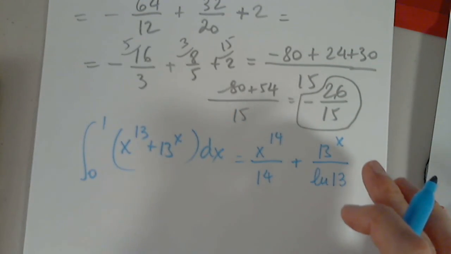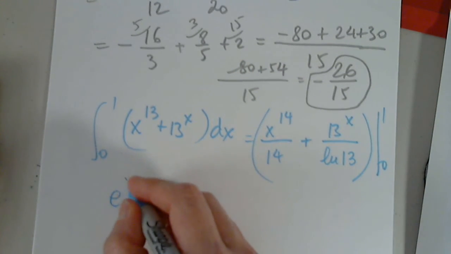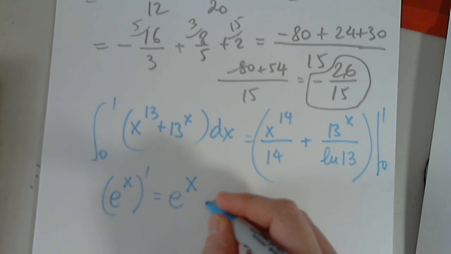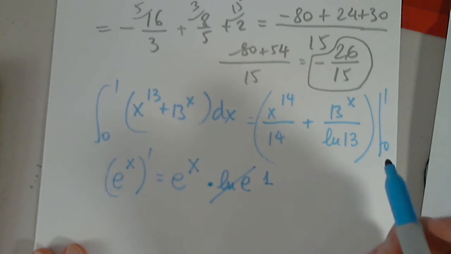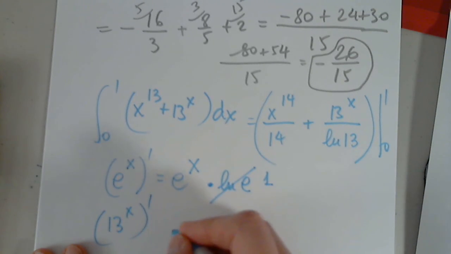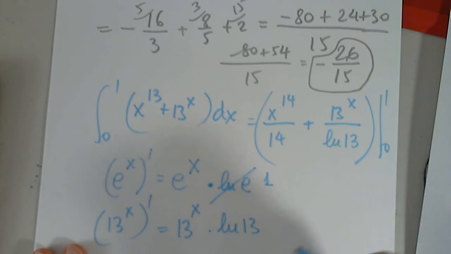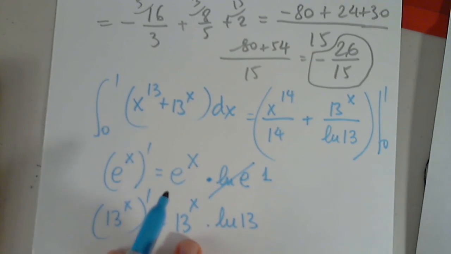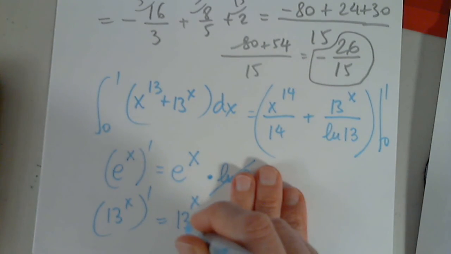So let me refresh our memory on this before I continue. So when we differentiate e to x, we get e to x. I should write times natural log e, but I don't because it's 1. So if I have 13 raised to x prime, I have to write 13 to x times natural log of 13 because this is not 1. When I go back, this goes to the denominator. So when I integrate this, I get 13 to the x over natural log 13.